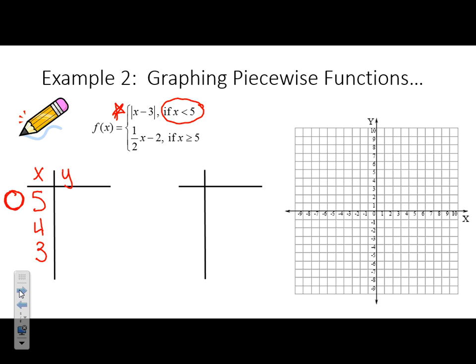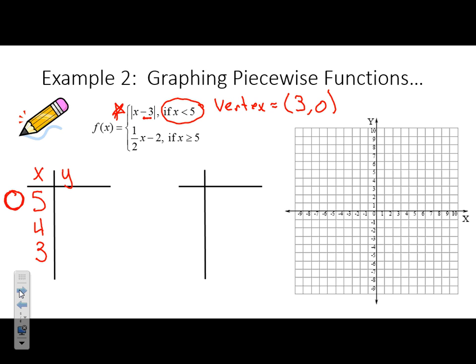But since it's an absolute value, it's really important to know where our vertex is, so where our V is going to be. Our vertex, remember, it's going to be opposite of what's in here, so it's going to be 3, and then whatever out here, there's nothing, so 3, 0.